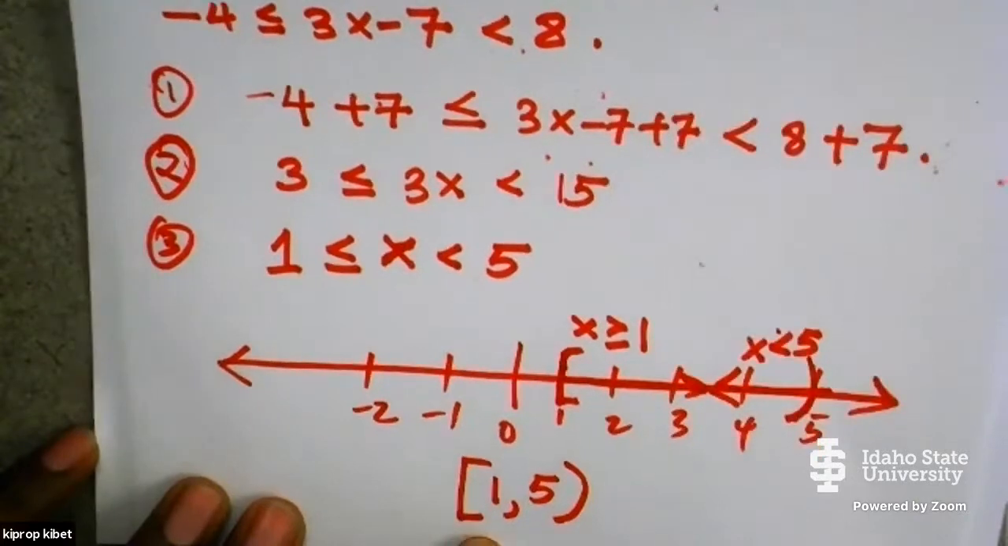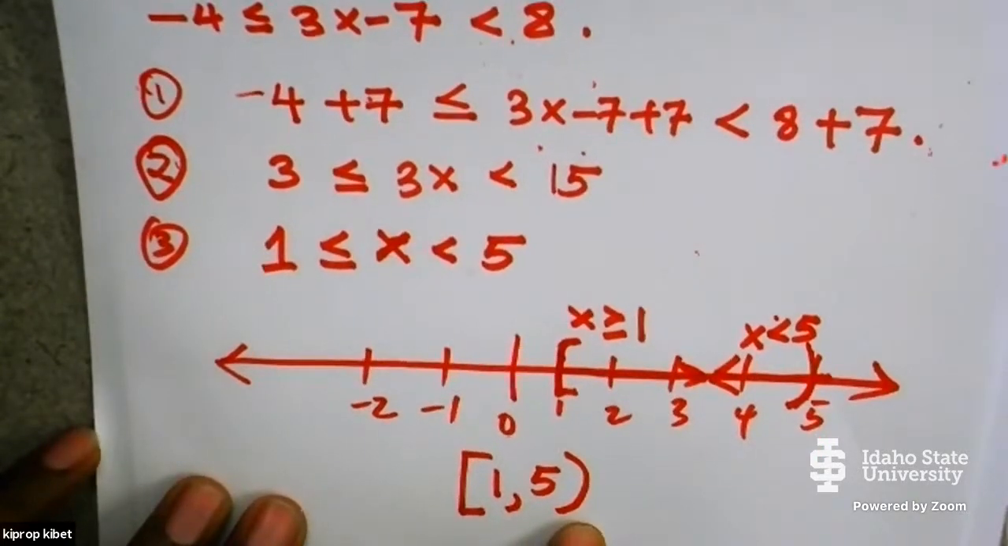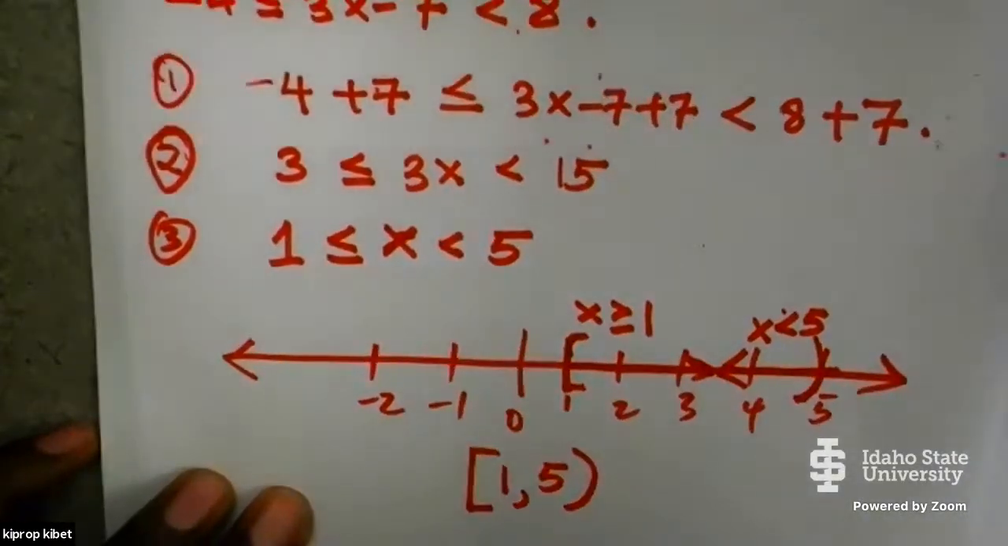Anyway, let's say this one is in brackets, and then this one is parentheses. I think that will be okay. Any question up to that? So that one is compound inequalities. No, I mean, that one is double inequalities. Now, let's come to solve compound inequalities with OR.